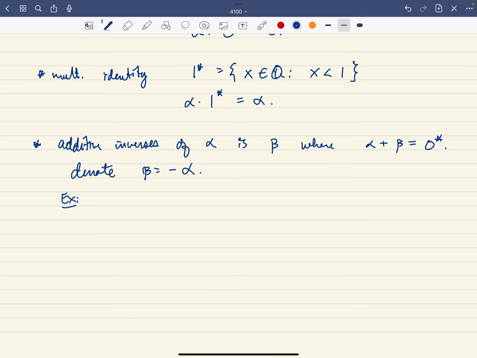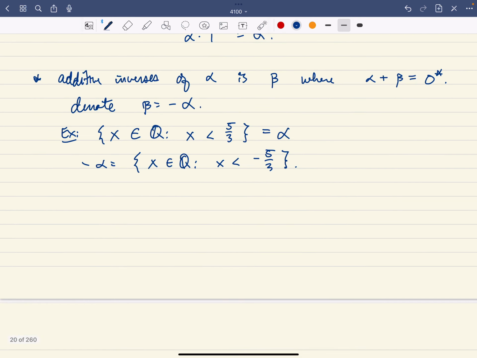So for example, let's think about how I want to do this. This is really easy to do with rationals. If I have a cut that represents the rational number 5/3, if that's our alpha, then minus alpha is just going to be the set where x is less than negative 5/3.